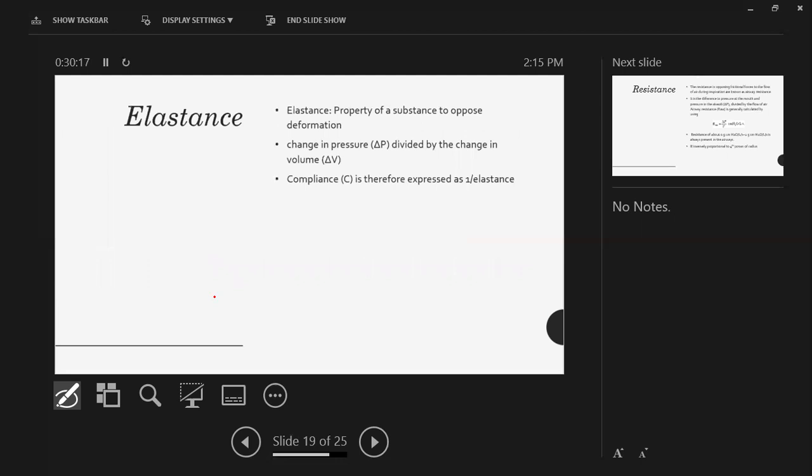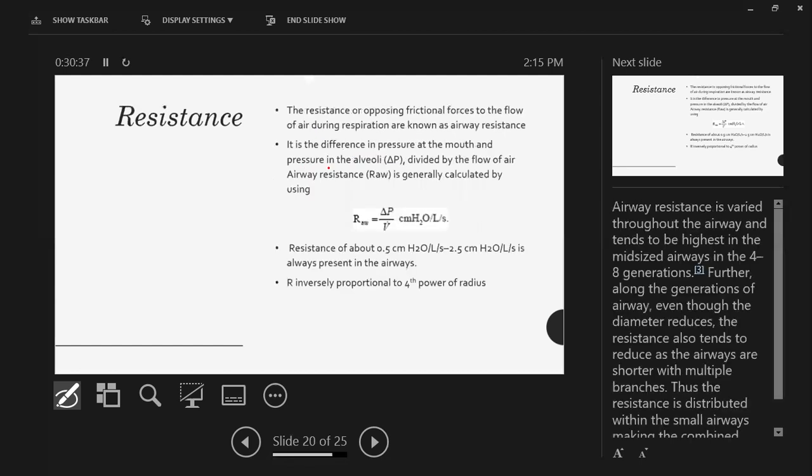Elastance, on the other hand, is the property of a substance to oppose deformation. Okay, it's looking like the alternate to compliance, isn't it, sir? It is actually correct. Compliance is 1 by elastance, or elastance is 1 by compliance. So delta, change in pressure divided by change in volume, is elastance.